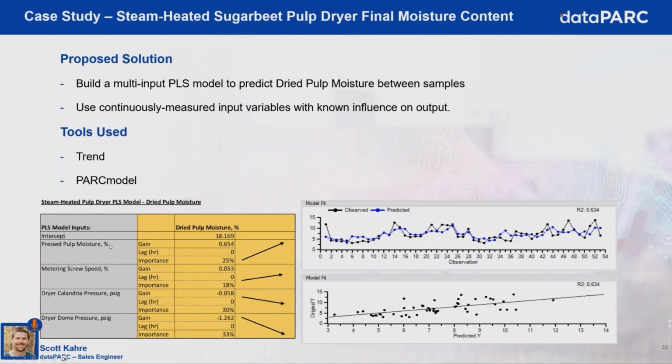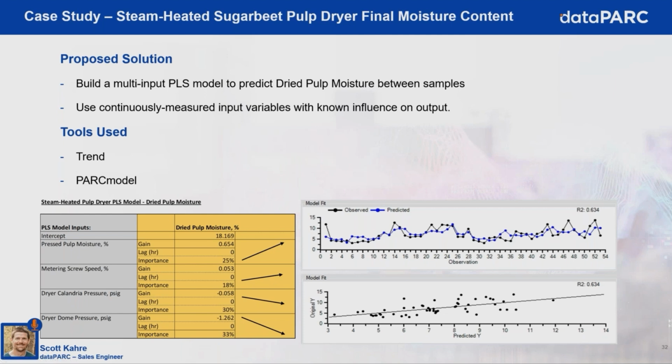In this case, we're looking at the incoming pressed pulp moisture, so that's the wet pulp that's entering, the metering screw speed, which is essentially the feed rate to the dryer, calandria pressure, which is how much heat we're adding to the system, and the dryer dome pressure, which is basically the pressure on the pulp itself before it's discharged. So we put all these variables into a trend, and then choose a training data period, and then send that data from the trend directly into Park Model, which is basically just a right-click, easy transition in DataPark.